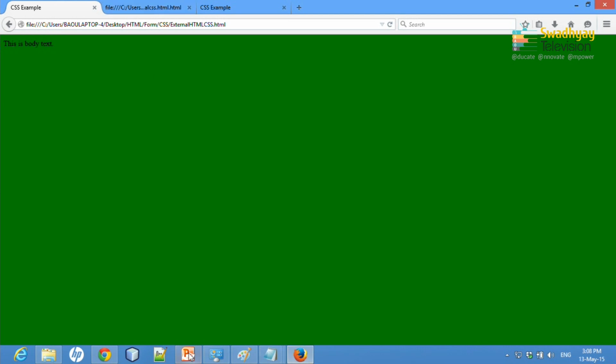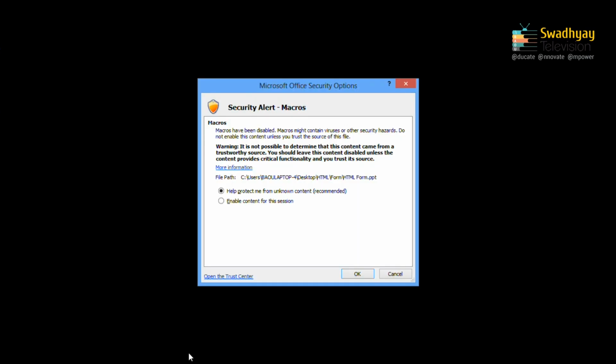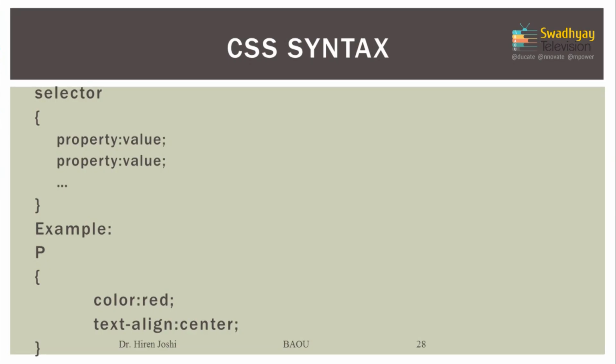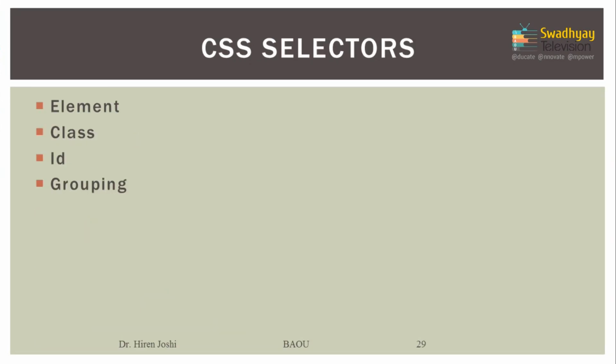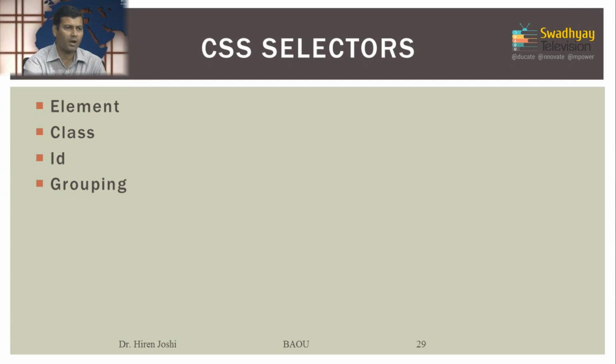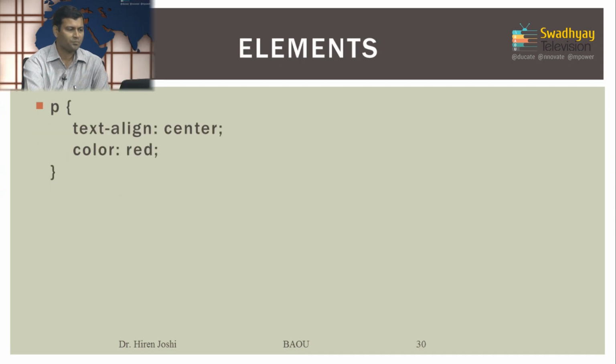Let me give some more idea about CSS. Here you can define many selectors. It can be an element, you can also create a class, you can also create an ID for identification, and you can make grouping of CSS. This is element, we take the example of P or H1. So, if you define P, text align is center and color is red.